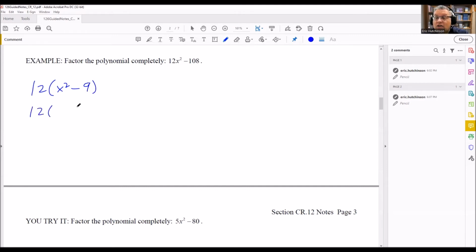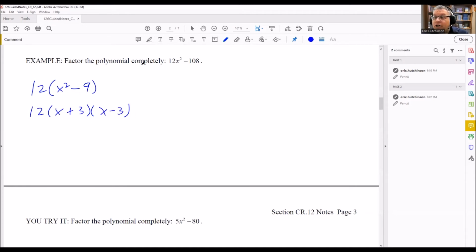After that, it's now going to go into these two sets of parentheses. We're going to be using the difference of squares formula. 9 can be written as 3 squared. So if you want to factor this by difference of squares, we're going to do x plus 3 and x minus 3. This would be factored completely.